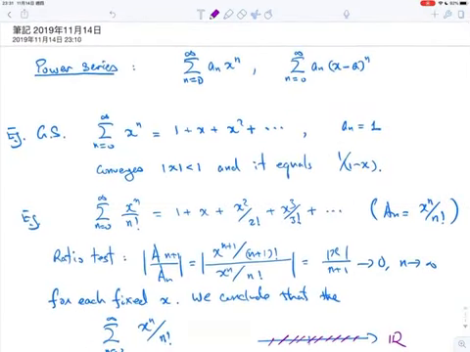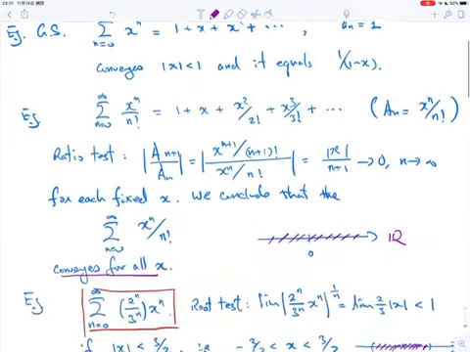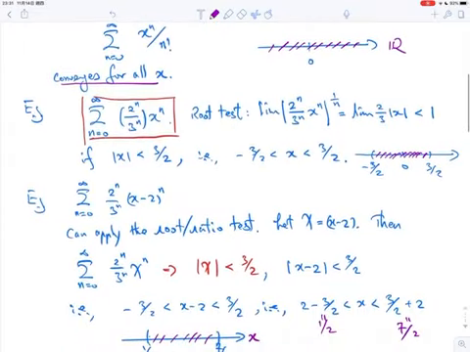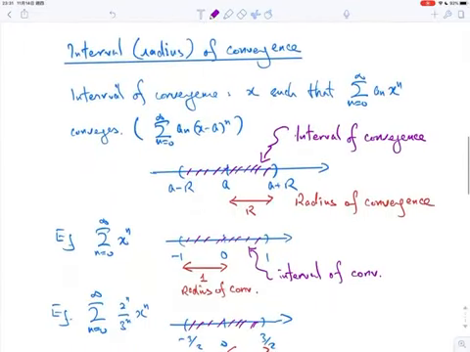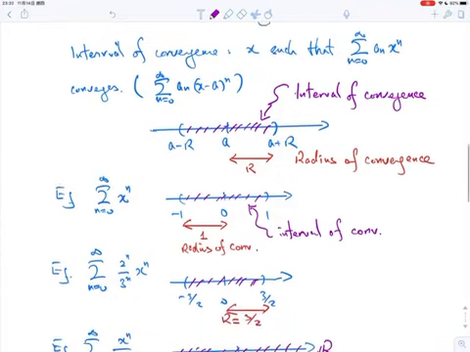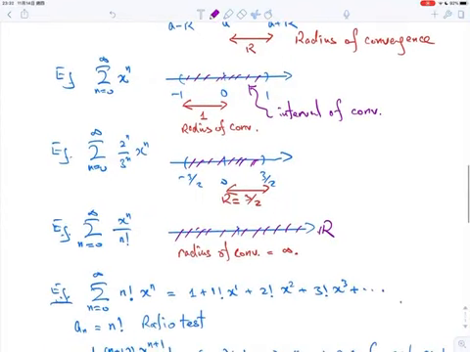So let's recall. A power series is usually written in the form of an infinite sum of a_n times x to the power n, or sometimes you can change x to x minus a, which refers to a translation by a units to the right. And then we looked at a few examples. We introduced the idea of radius and interval of convergence, and then we saw a few examples like this.